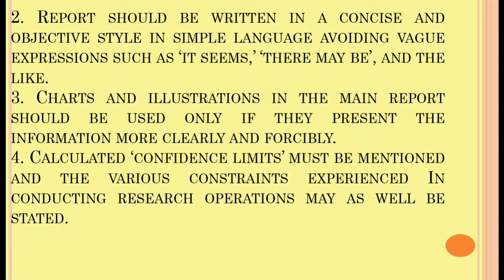In report writing, the report should be written in a concise and objective style in simple language, avoiding vague expressions such as it seems, there may be, and the like. Third, charts and illustrations in the main report should be used only if they present the information more clearly and forcibly. And fourth, confidence limits must be mentioned, and the various constraints experienced in conducting the research operation may be stated as well.